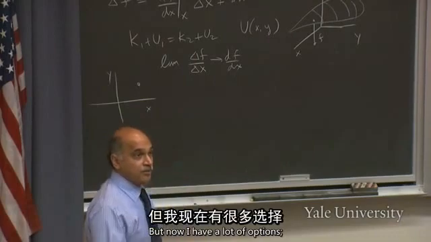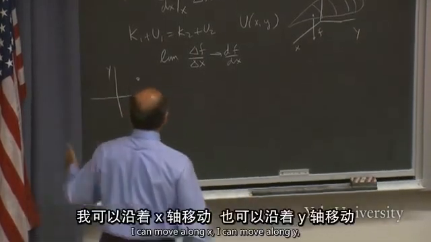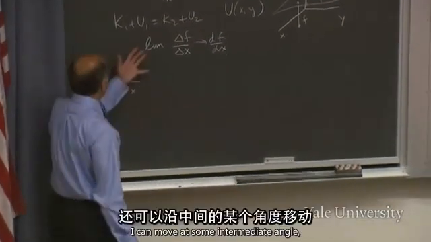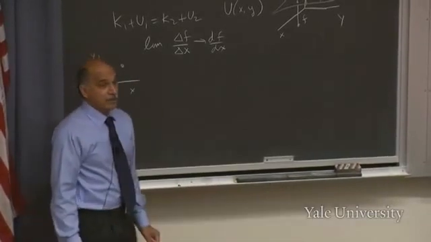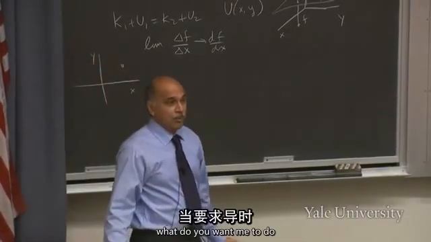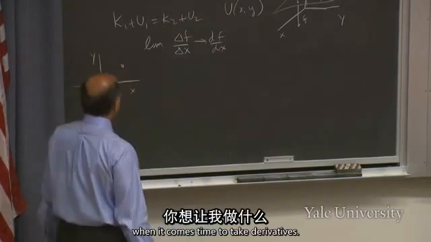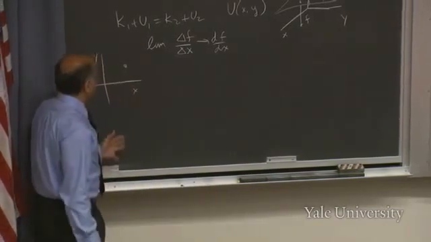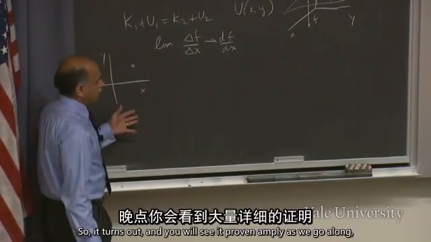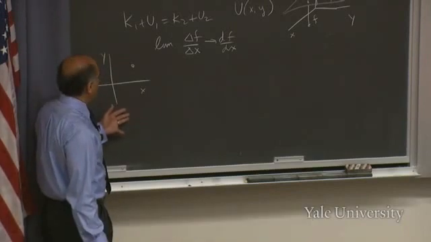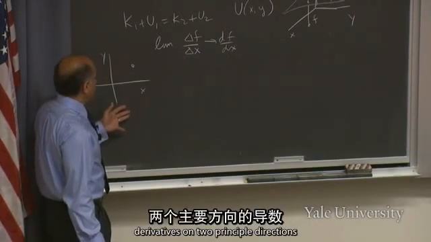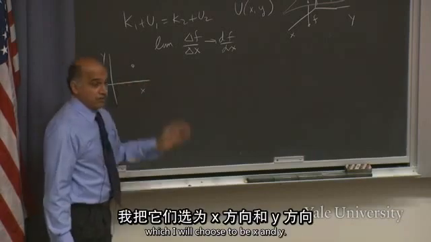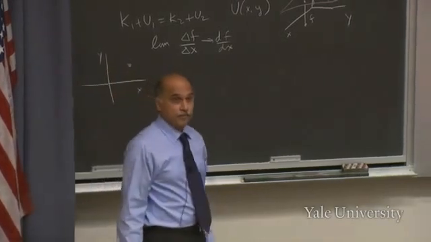But now I have a lot of options. In fact, I have an infinite number of options. I can move along x, I can move along y, I can move at some intermediate angle. So you have to ask, what do you want me to do when it comes time to take derivatives? So it turns out, and you will see it proven amply as we go along, that you just have to think about derivatives in 2 principal directions, which I will choose to be x and y.